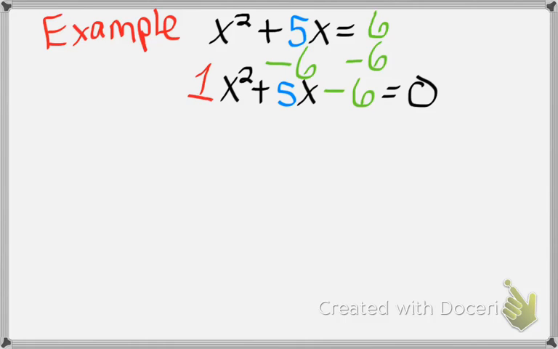So identify a, b, and c. I color-coded them for you. This is a, this is b, and c is negative 6, not positive 6. It's negative 6. That minus sign in front of it goes with it. Just like if there had been a minus sign right here, we would have said b was negative 5. So let's carefully plug those into the quadratic formula.